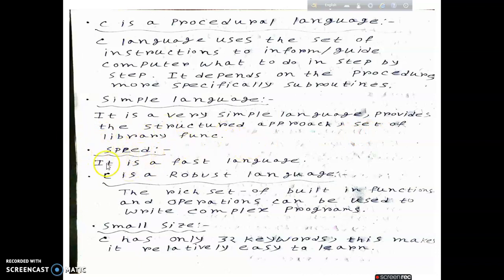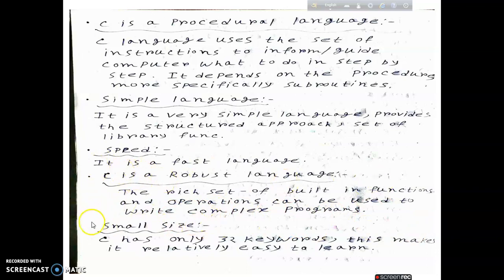Next is speed. C is a very fast language. C is also a robust language. Why? Lots of built-in functions are present in the C language. As our course moves forward, I will discuss the operations that can be used to write complex programs. C is provided with lots of operations, so we can easily implement complex programs. That is why C is a robust language.